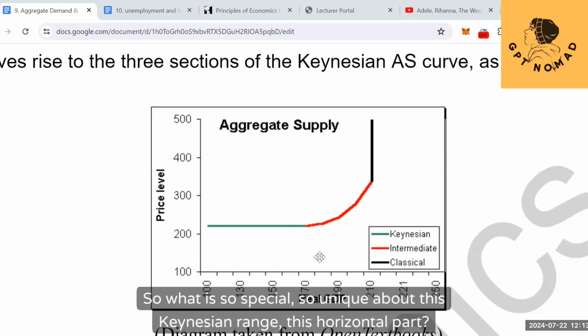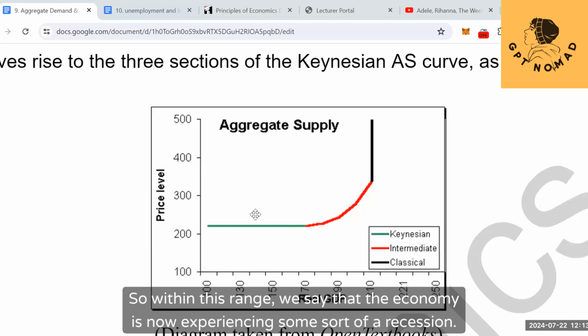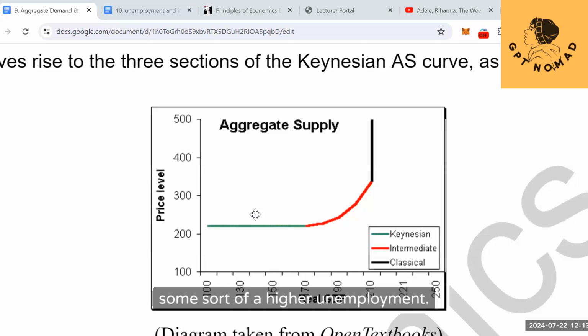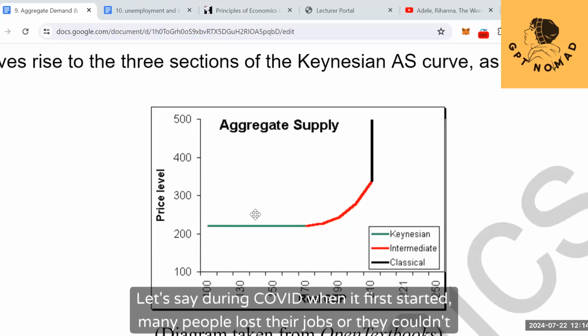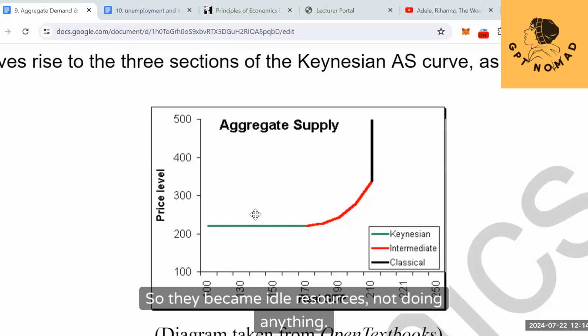Okay, so what is so special, so unique about this Keynesian range, this horizontal part? Within this range, we say that the economy is now experiencing some sort of a recession or some sort of higher unemployment. So within this period, there are many people who are without jobs. Let's say during COVID, when it first started, many people lost their jobs or they couldn't work. So they became idle resources, not doing anything.